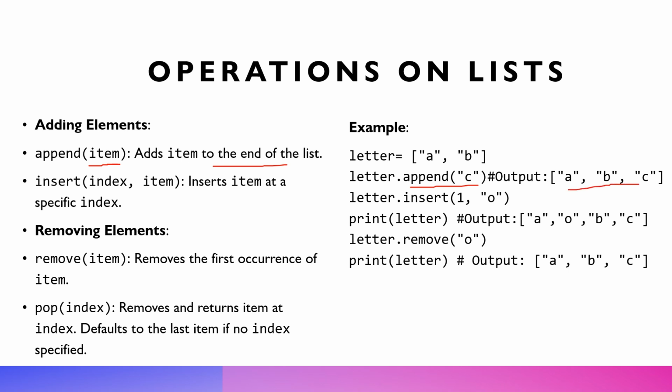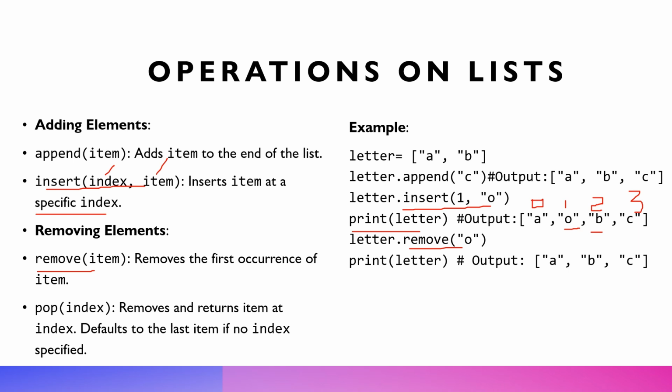To insert elements at a specified index, we use the insert function, and this is its syntax: index followed by item. In the example, at index 1 we are inserting O. The indexing also starts from 0 only. So the insert method will place this O at index 1, and the element which is already at index 1 will be shifted to index 2. By printing this, you can see O is placed at index 1 and B is shifted to index 2, and so on.